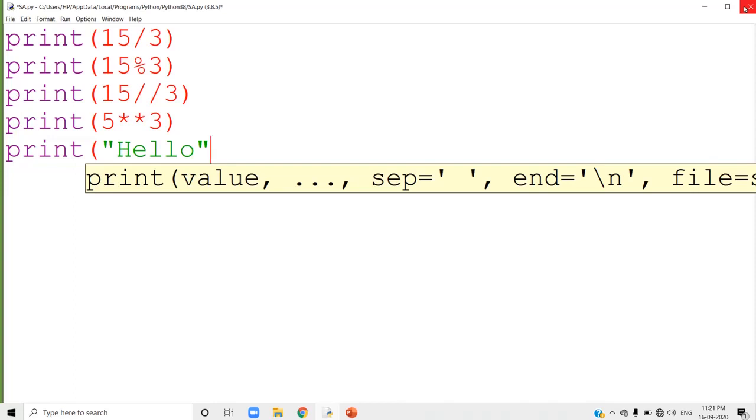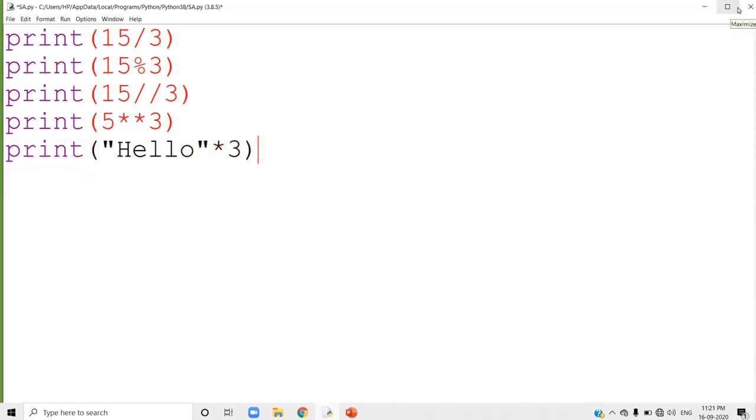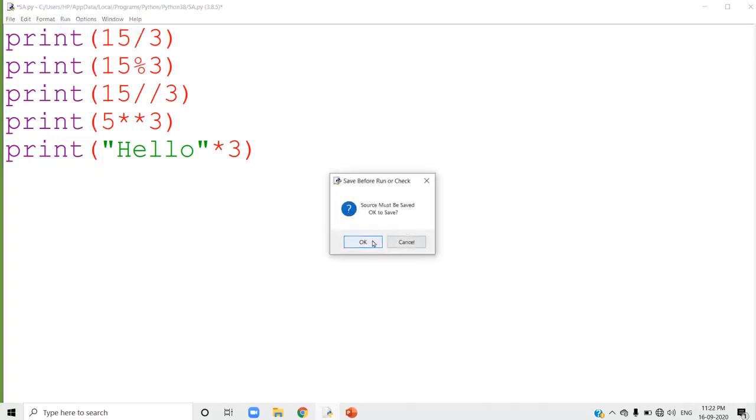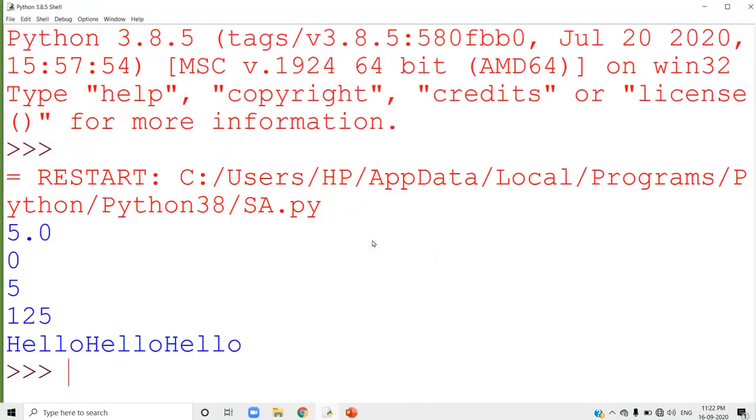Now I am going to use string into 3. String into 3. Hello into 3. See what is output. Hello into 3 means what you are getting the answer. What is the answer? That hello will be displayed 3 times.